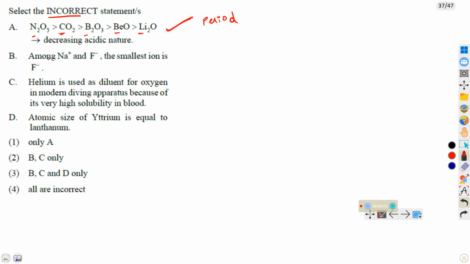Among Na plus and F minus, the smallest ion is F minus. Wrong. The smallest ion is not F minus. The smallest ion is Na plus, because this is isoelectronic. In case of isoelectronic species, size is directly proportional to negative charge.